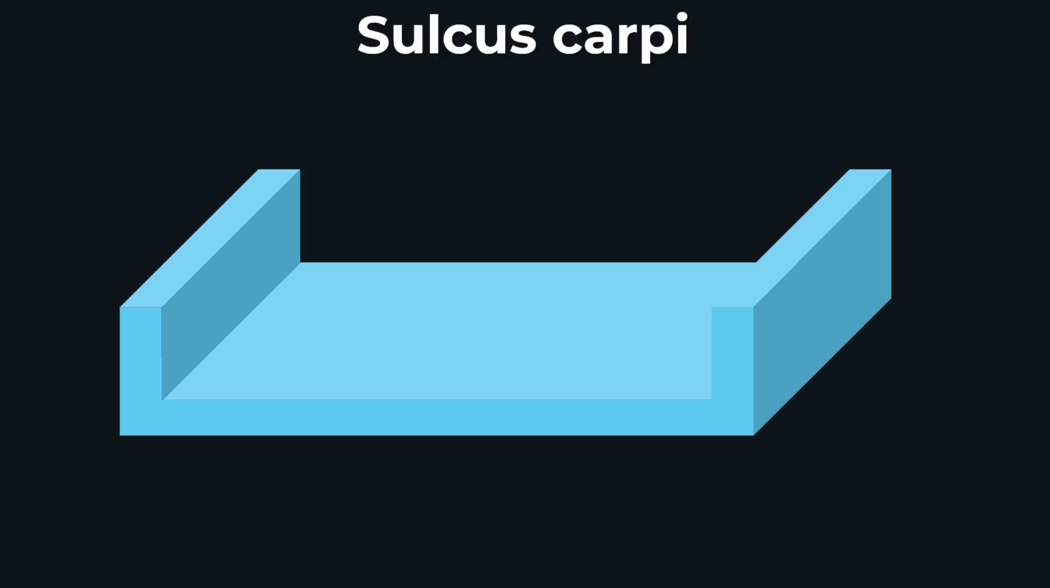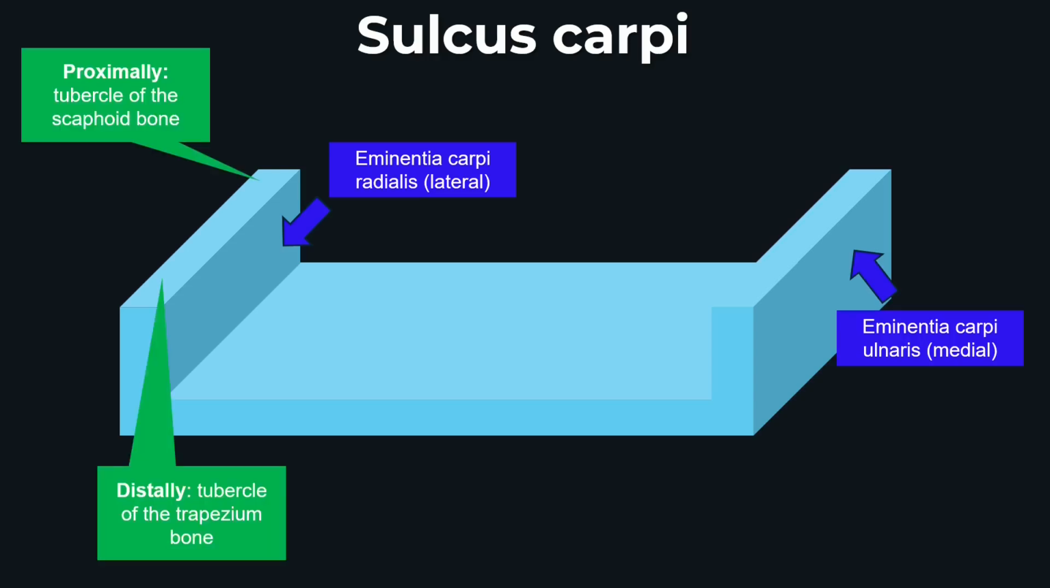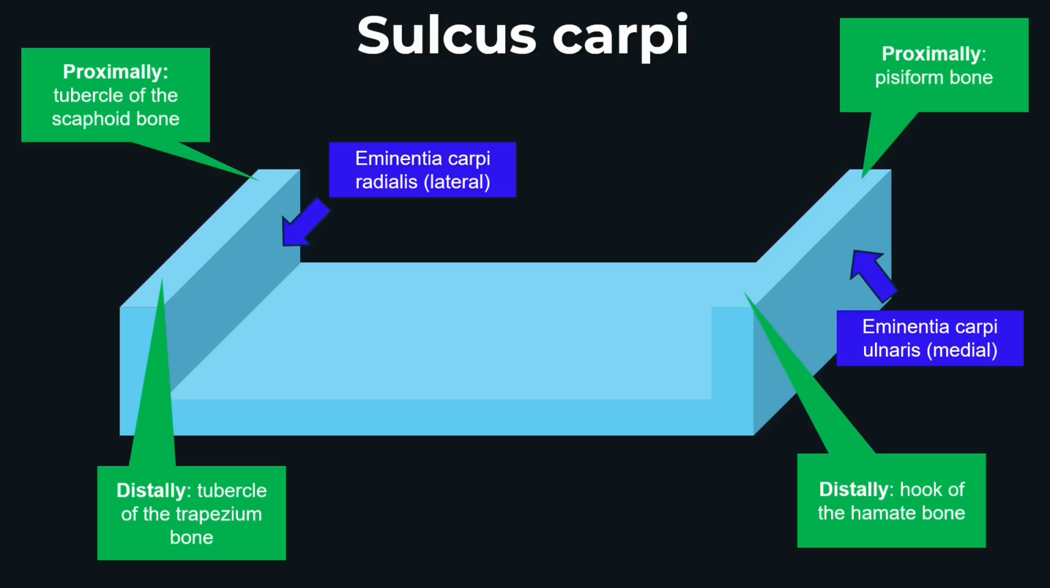Its base is the bony floor, and its 2 sides rise as the radial and ulnar eminences. On the radial side, the proximal landmark is the tuberculum ossis scaphoidae and the distal landmark is the tuberculum ossis trapezii. Together, they form the outer boundary of the groove. On the ulnar side, the proximal point is the os pisiform and the distal point is the hamulus ossis hamati. These two form the inner boundary.